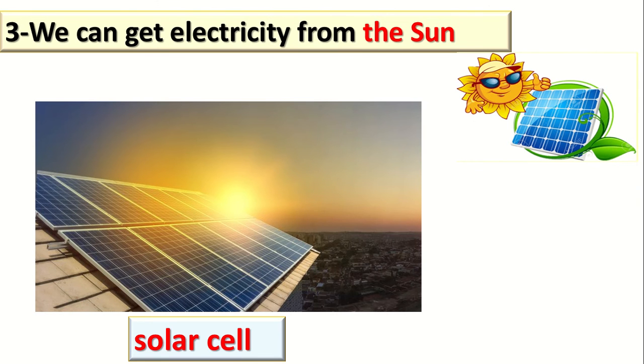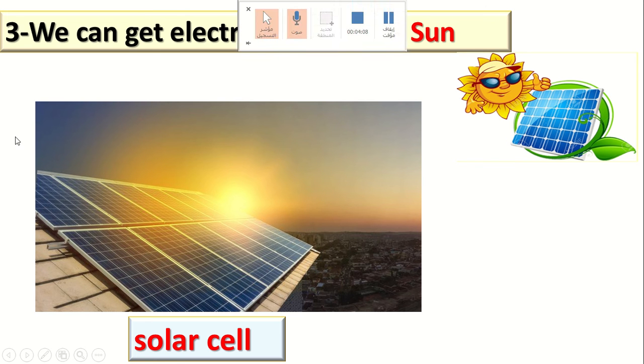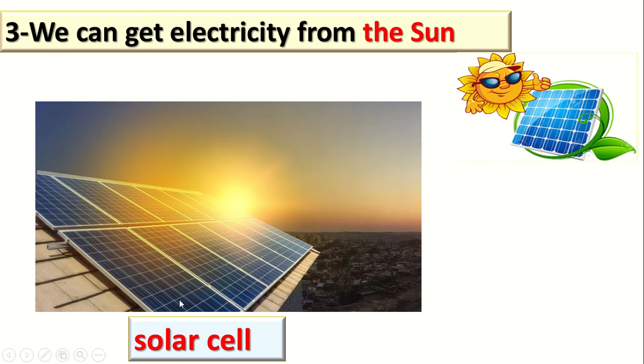Number 3, we can also get electricity from the sun. How can I get the electricity from the sun? There is something called solar cells. Repeat after me. Solar cells. Can you see the solar cells here? This is called solar cells.